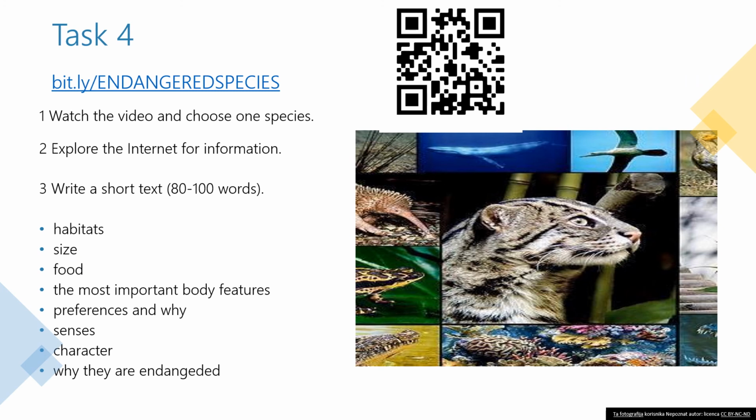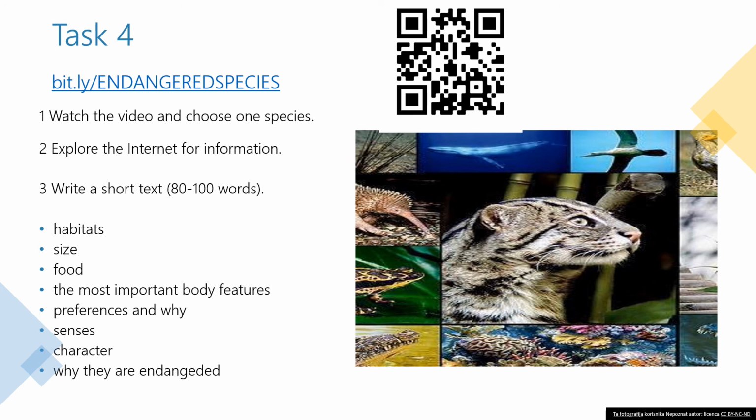Your last task today is to write about one kind of animals that are endangered. On the link provided, you will find some of the most endangered species in 2018. Your task is to choose one of the species, explore the internet to find some information, and write a short text about it. You can write about their habitats, which means where they live, how big they are, what they eat, describe their body features, say what they like or don't like and why.